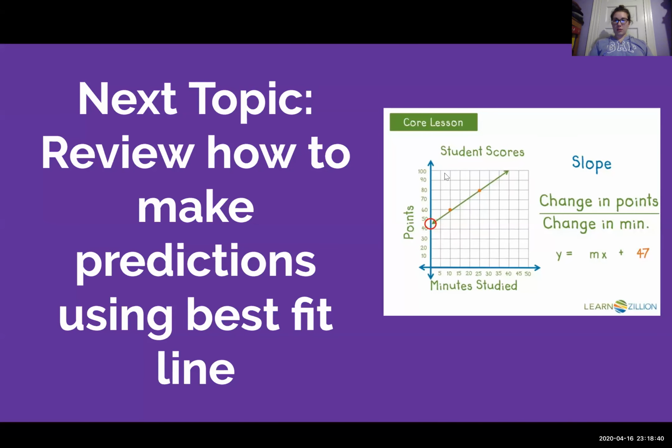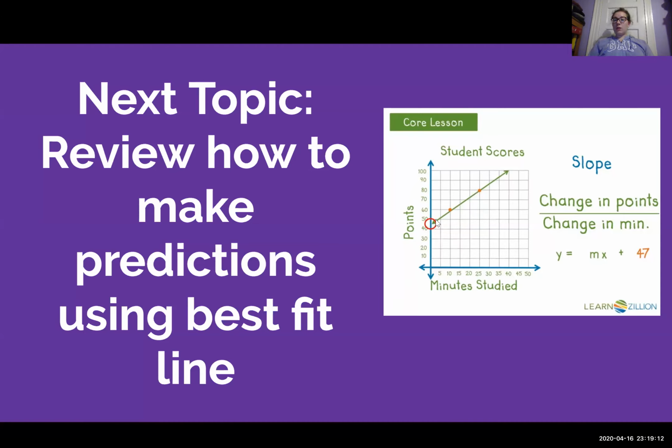So the problem you have in front of you: our x-axis, which is our independent variable, is our minutes studied. That means minutes studied can just stand by itself. It's going to be whatever it is regardless of anything. But your points are going to be dependent on how much time you studied. That might not be true for everyone, but generally, the more minutes you study, the more points you get, as we can see in our best fit line.